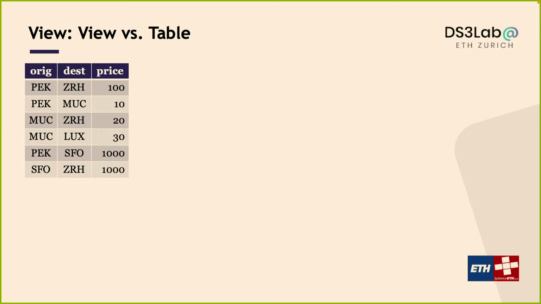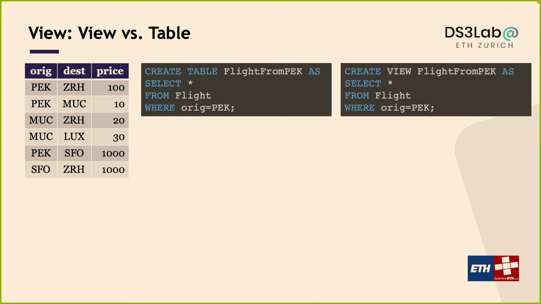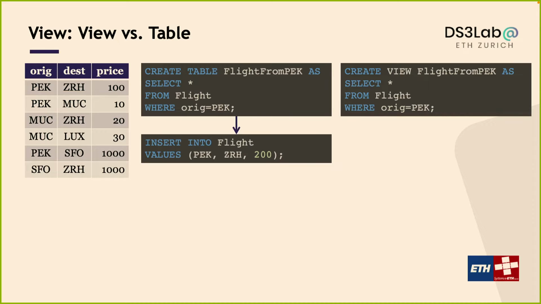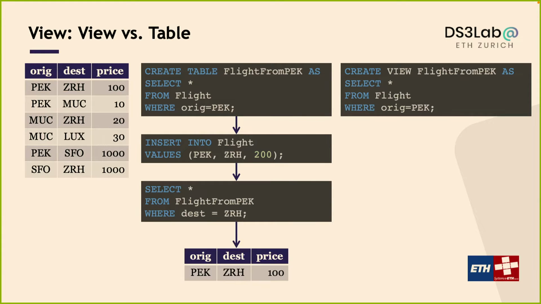So this difference can be made really concrete when we look at one example. So let's still take this relation. Now let's compare two different collections of SQL queries. On one hand, we define a table on the left-hand side. And on the other hand, we define a view. And we can run the same collection of SQL queries, right? So you define the flight from PK as a table. And then let's try to insert a tuple into the flight table on the left-hand side. And then you run another SQL query. What would we get in this case?